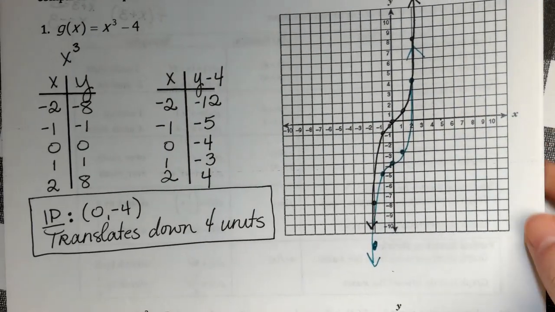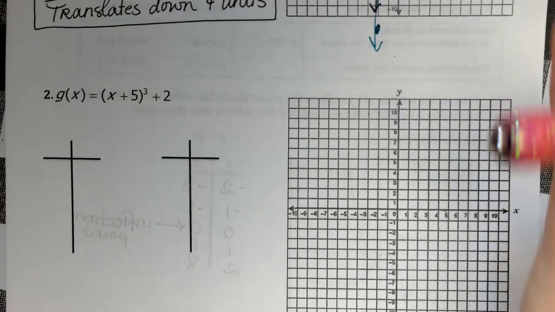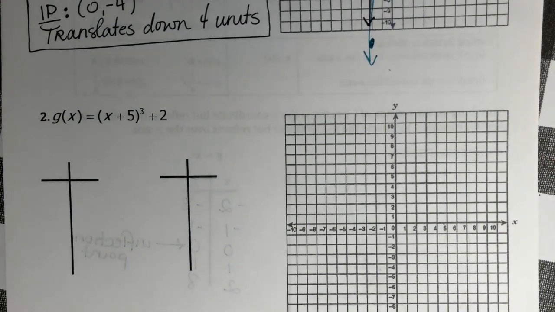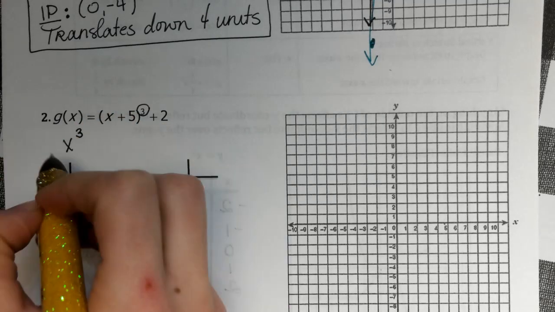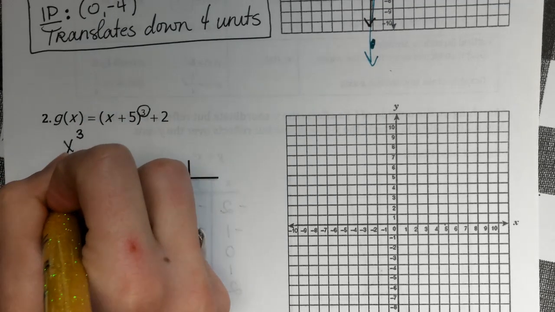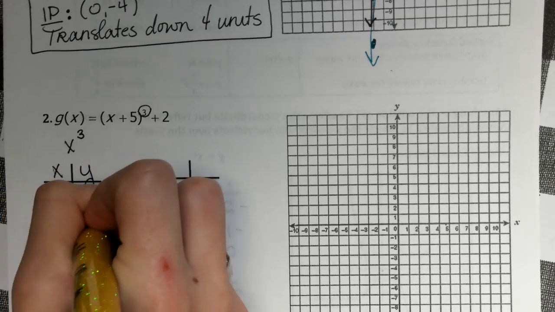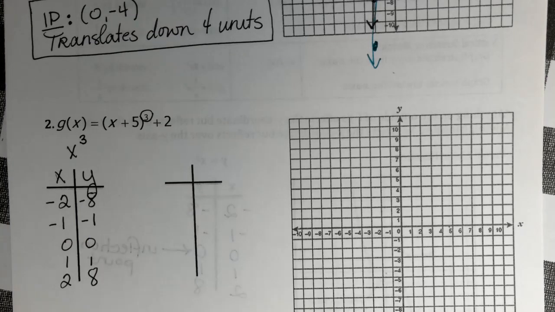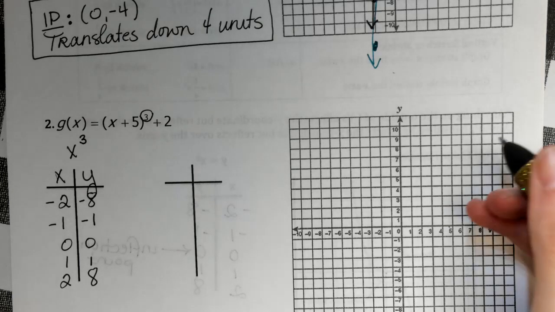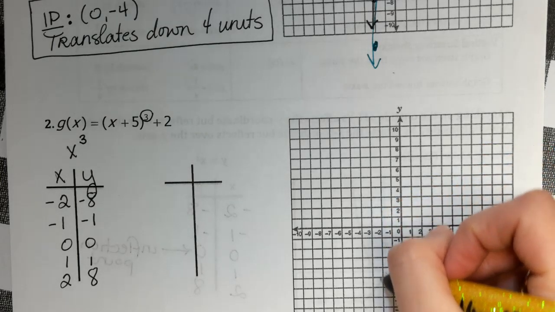Okay, y'all good with that? Very simple. Alright, now I have g of x is equal to x plus 5 cubed plus 2. So I still have a cubed. My parent function is still x cubed. So -2, -8, -1, -1, 0, 0, 1, 1, and 2, 8. If you want to go ahead and graph that, you can before you do your transformation.